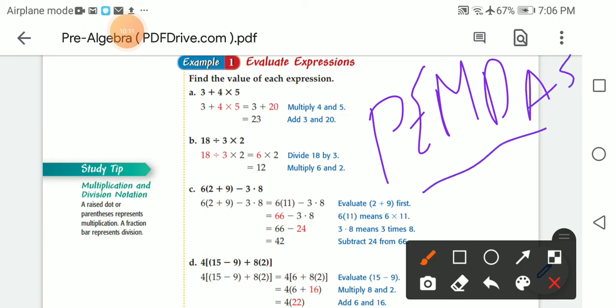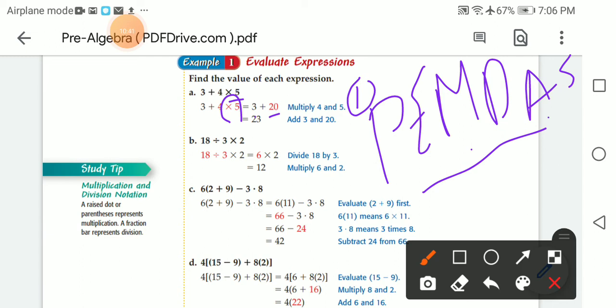So I don't have any parentheses. Exponents, I don't have any exponents. And multiplication, yes, I have multiplication. So start with multiplication. 4 times 5, 20. I started by multiplying 4 times 5. This is the first step, Jannat. And then add the answer, 20 plus 3. Multiplication, then comes the addition.